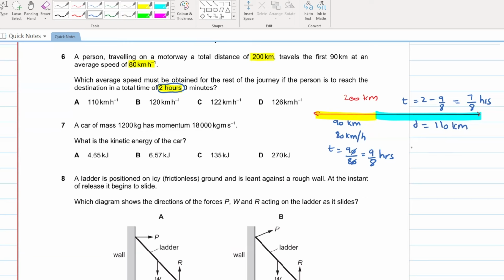Time is this. Can you calculate the speed? Speed is equal to distance over time. Distance is 110, time is 7 over 8. Can we calculate this answer? Yes, very easy. 110 into 8 divided by 7. This gives you an answer of 125 or 126 kilometer per hour. D is your answer for this. Nothing complicated here. Let's move ahead, आगे बढ़ते हैं.